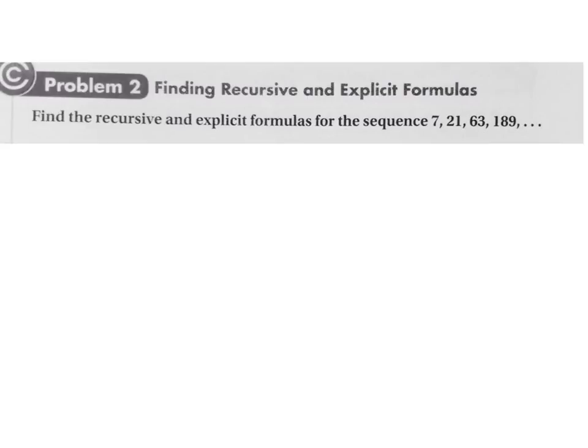Alright, example 2, finding recursive and explicit formulas. We want the recursive formula for this. You're supposed to remember this, but I never assume you remember anything. So there's two different kinds of formulas. Recursive is you're doing the formula over and over and over again. You're going to use the formula to find the next term, and then the next term, and the next term. Recursive, it's recurring over and over again.